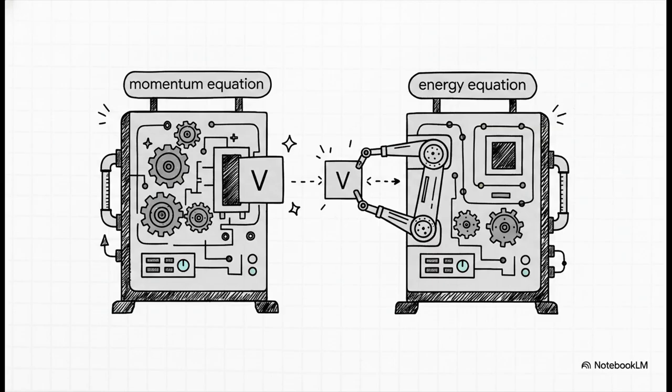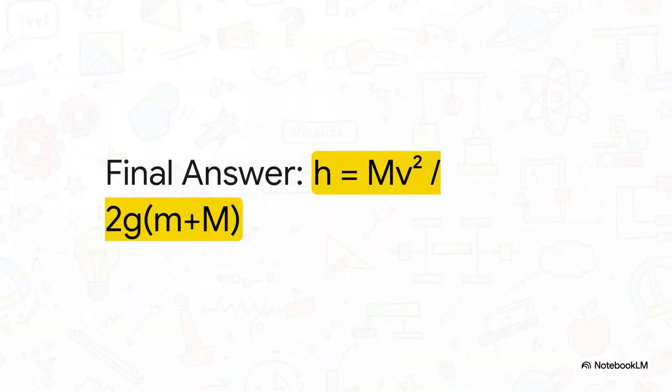Remember our momentum equation gave us a nice expression for v final? Well, our energy equation also has v final in it. We can just take the first expression and plug it right into the second one. This one simple move gets rid of v final and leaves us with an equation where h is the only thing we don't know. And boom, there it is, the maximum height, h.